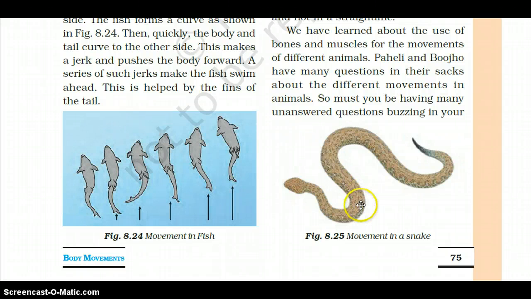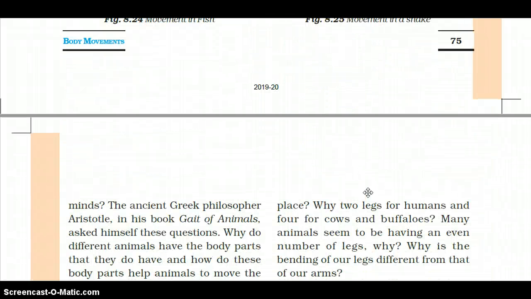The body makes a number of loops during motion, which gives a forward jerk. First it makes loops and gives a forward jerk, and the snake moves forward by pressing against the ground. So in this way a snake moves forward, or this is the movement pattern or locomotion in snakes.